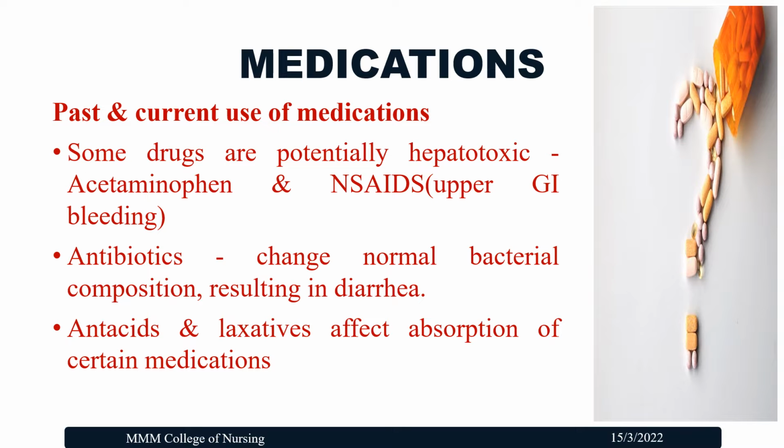Ask about the past and current use of medications. Some drugs are potentially hepatotoxic, example, acetaminophen and NSAIDs, that is non-steroidal anti-inflammatory drugs. These drugs can predispose to upper GI bleed and with an increasing risk as a person ages. Also ask regarding the history of antibiotic intake because this can change the normal bacterial composition resulting in diarrhea. Ask about antacid and laxative use as they affect the absorption of certain medications.